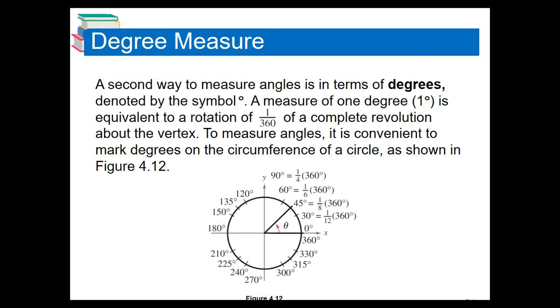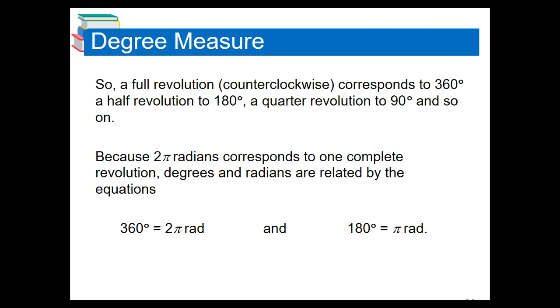But we've seen this before. You go all the way around to 360. Where they get the 30 degrees, well, it's 1/12 of 360. It's no big deal there. All right. So, as we talked about a minute ago, a full revolution counterclockwise corresponds to 360 degrees. A half revolution is 180 degrees. A quarter is 90 degrees, and so on.